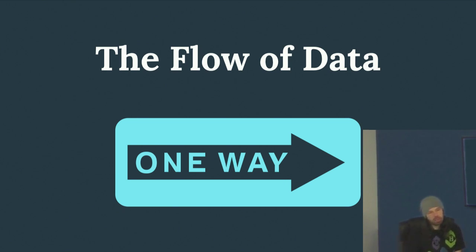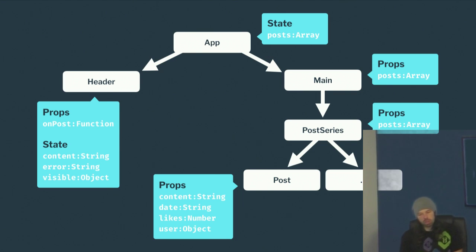Now, the flow of data. What I said is that data flows one way. I meant it, and this is kind of what it looks like when it comes to our hierarchy. So I'll be coming back to this. This is an important diagram for my application that I'm planning, because I need to decide where this state goes, which component owns the state, and which components pass that state as props to other components, so that we can essentially give the components what they need to display.